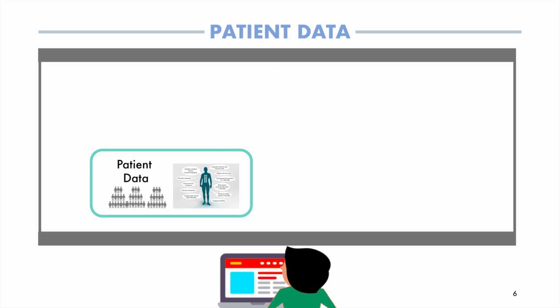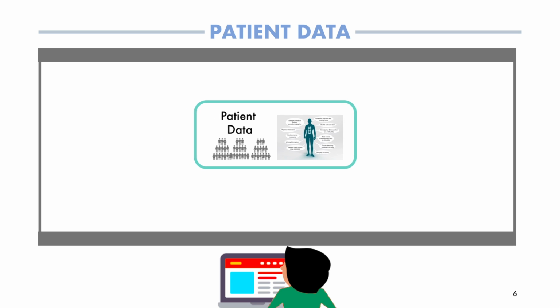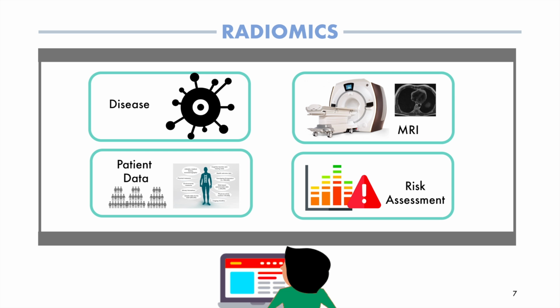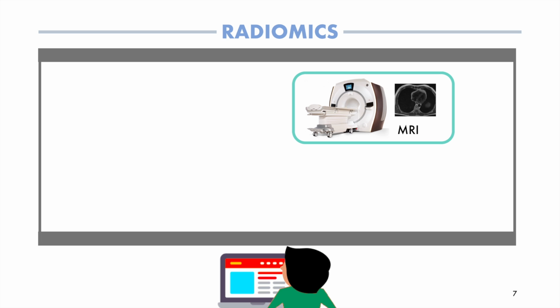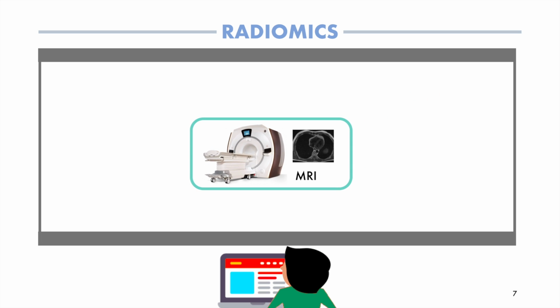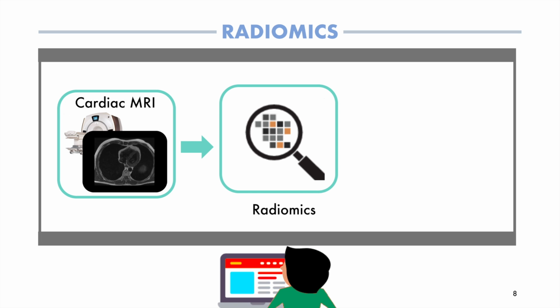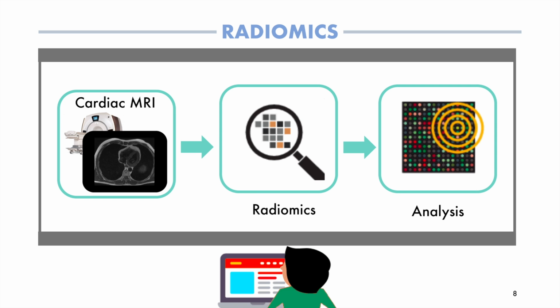What kind of patient data are collected? For example, there are lifestyle, medical history, physical measures, environmental measures, imaging, and so on. And what kind of data we get from MRI? Let's see an example from cardiac MRI, which we can see as an image of the chest. But once its features are extracted, we get radiomics data, which is more useful in-depth for analysis.